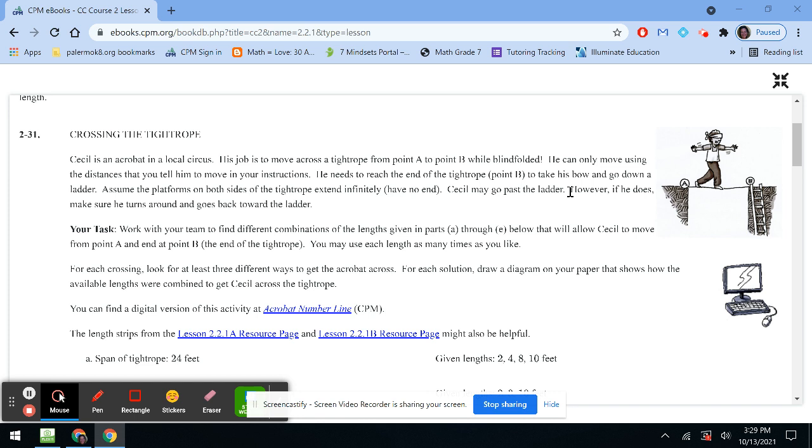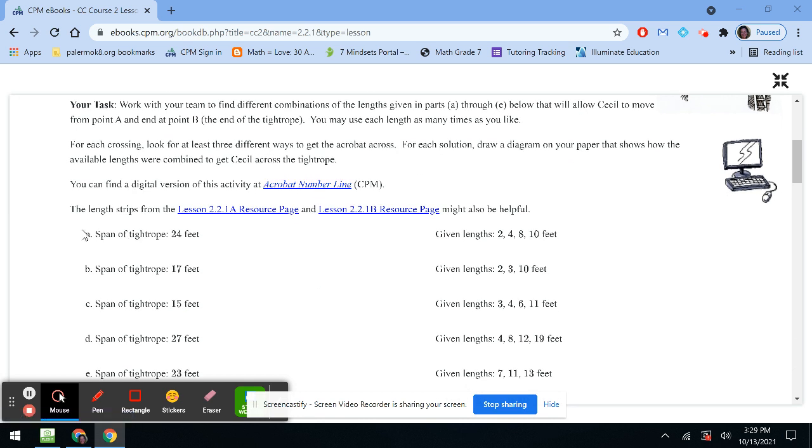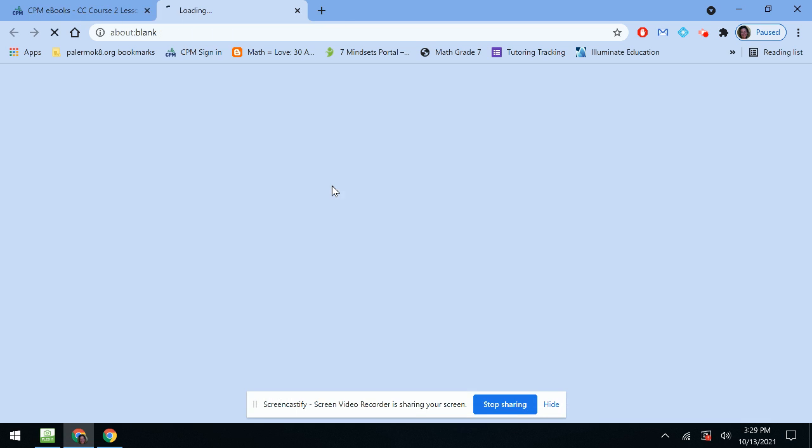So on this one right here, I only have A, B, and C that we are doing. I did not have us do the remaining 2. We are going to be using this tool right here to help us to visualize what is happening. So I'm going to go ahead and click right here.